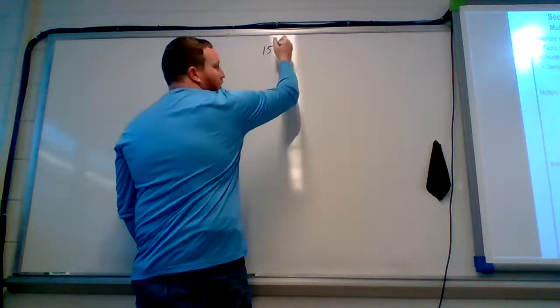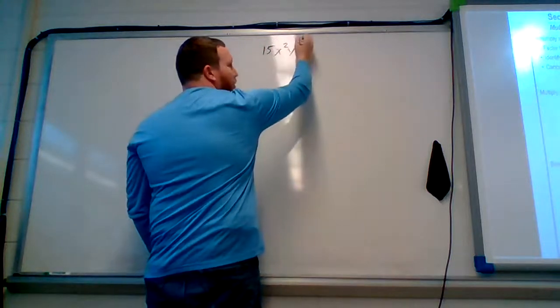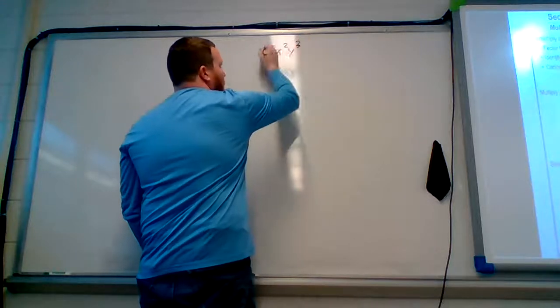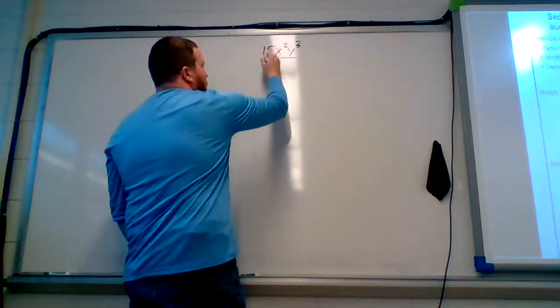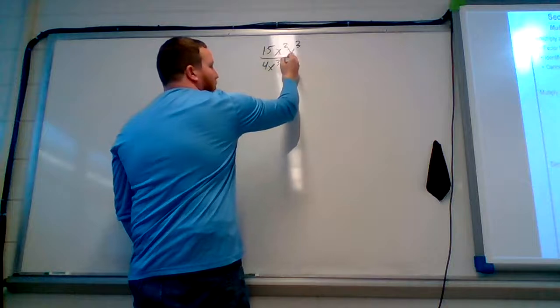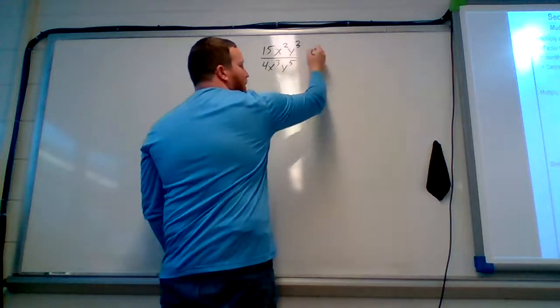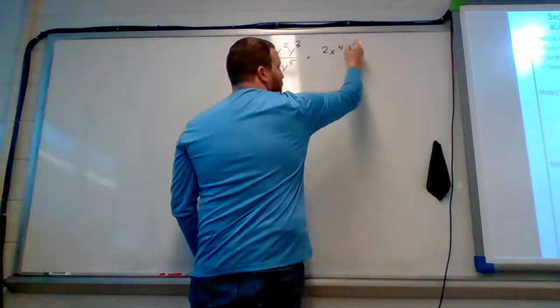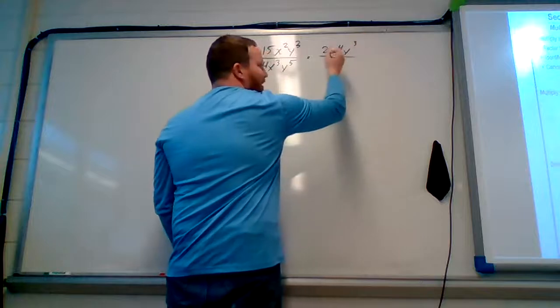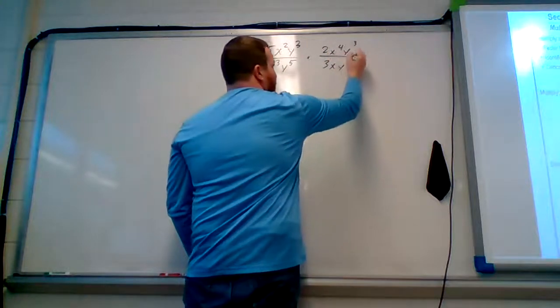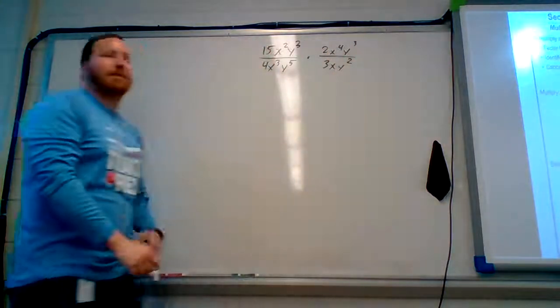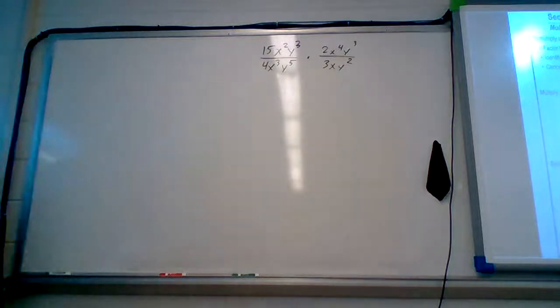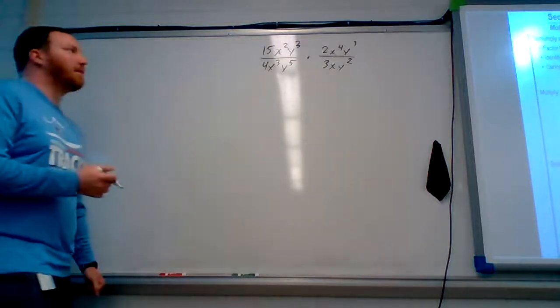So our first example, we've got 15x squared times y cubed over 15x cubed y to the fifth times 2x to the fourth y cubed. And this technically isn't a rational expression because we have y's as well, but that's okay. It works the exact same way.